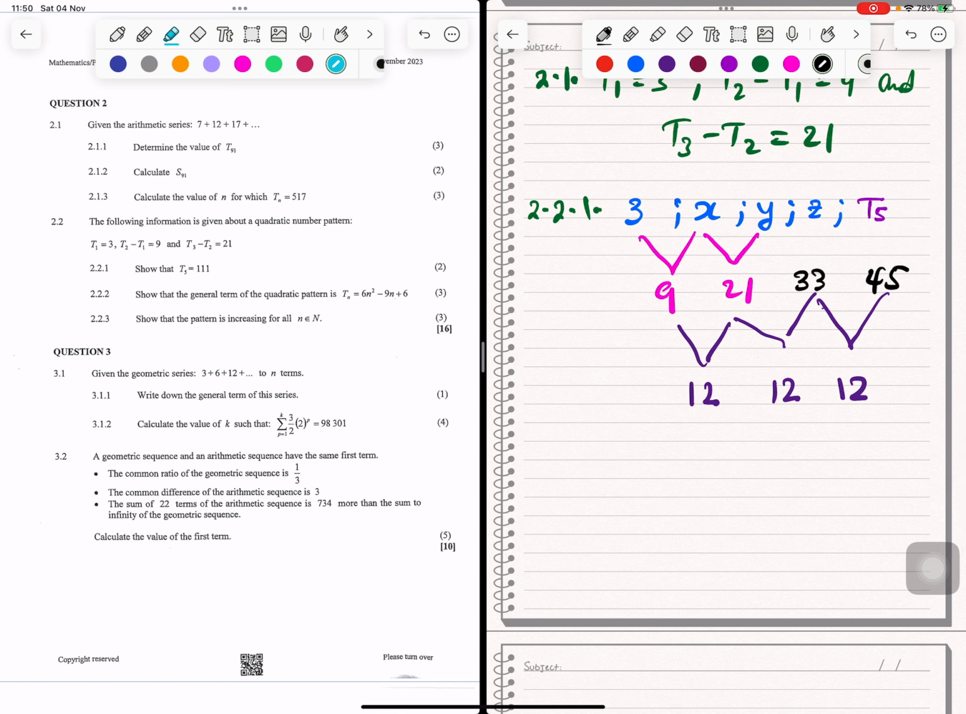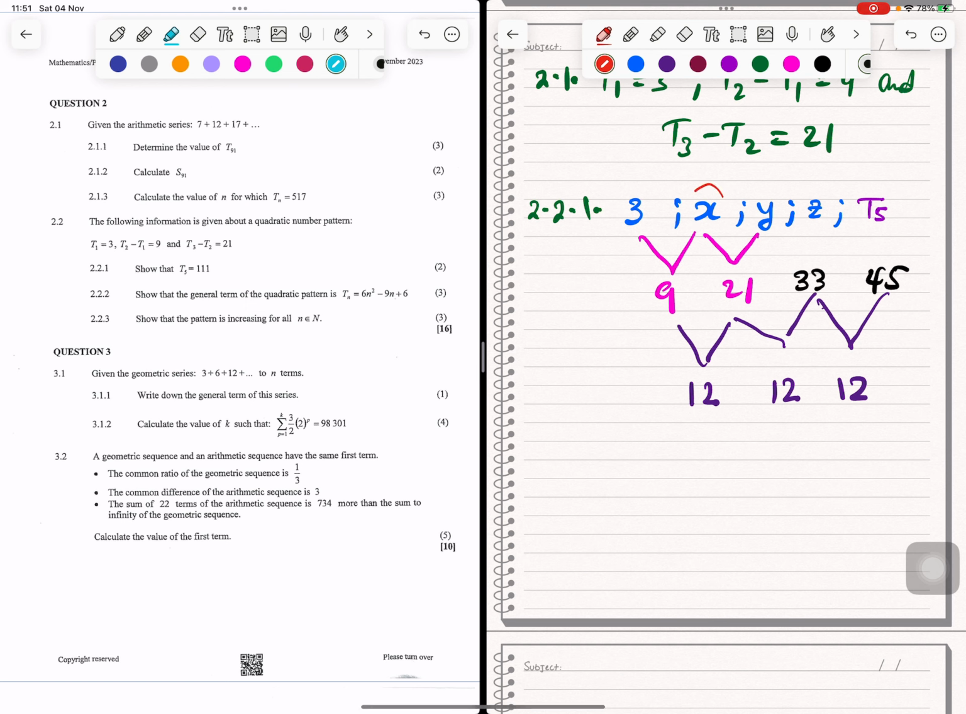Why are we doing this? It's because, think about it, to get T5, you'll have to add these terms here. But we don't have x, y, and z. How do you then do that? I don't think it's really that bad. It's not. How do you then do it?